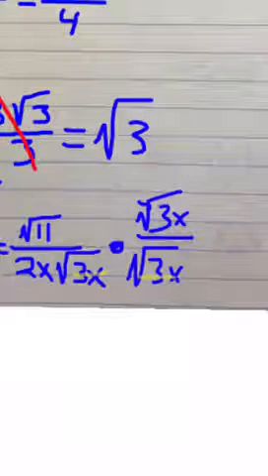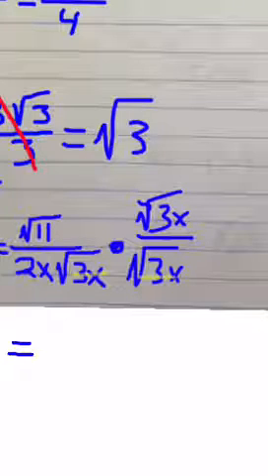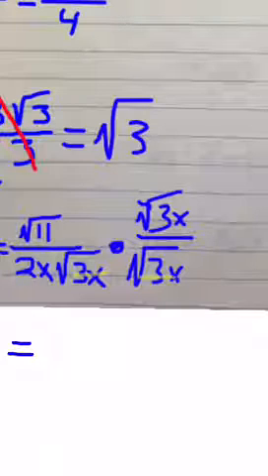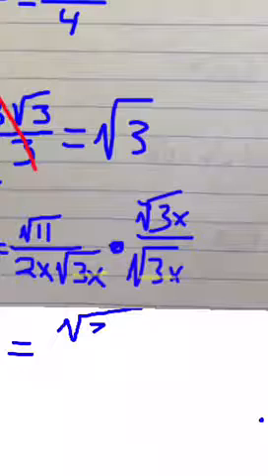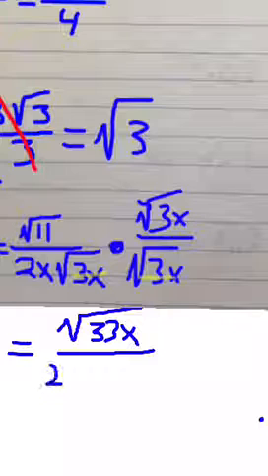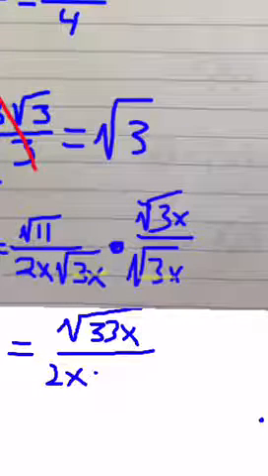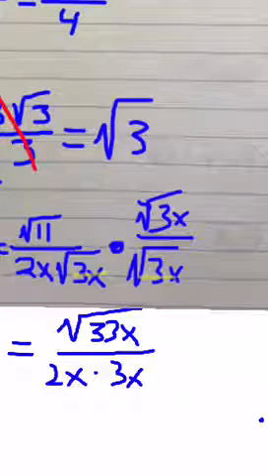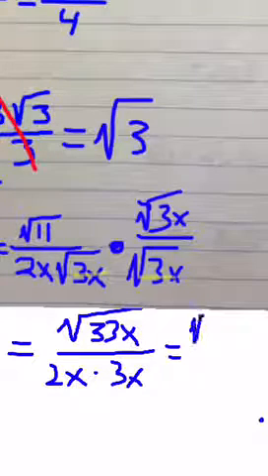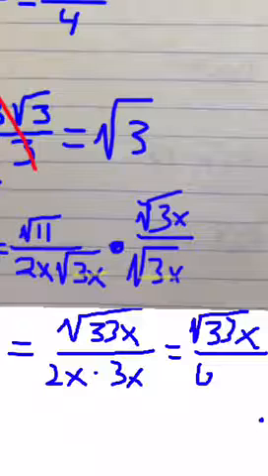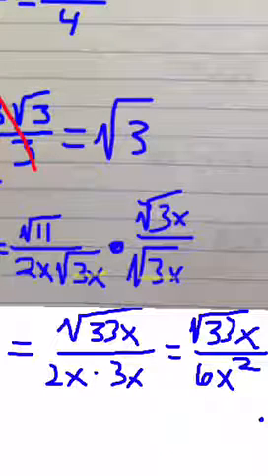So when I simplify this, I'm going to come down here so we can continue to look at what we're doing. We have the square root of 11 times the square root of 3x. That's going to give me the square root of 33x up top over, now I've got to have 2x times the square root of 3x times the square root of 3x, which is going to give me just 3x, because that'll be 9x squared. Square root of 9x squared is 3x. So we'll get our final answer, which is the square root of 33x all over 6x squared. And we're done. That's it.